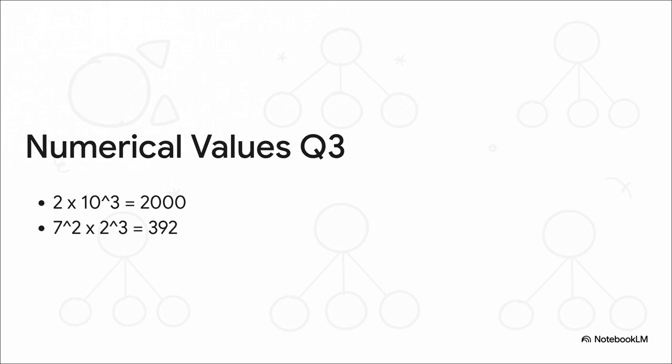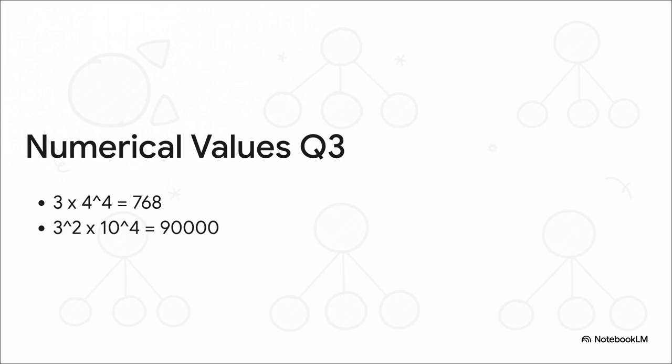First, 2 into 10 cubed. What exactly is 10 cubed? It's 1,000. So, 2 into 1,000 equals 2,000. Very straightforward. Second, 7 squared into 2 cubed. Let's expand them separately. 7 squared is 49, 2 cubed is 8. Now multiply 49 by 8. Finding 49 and 8 separately first makes multiplying them together so much easier, giving us 392.